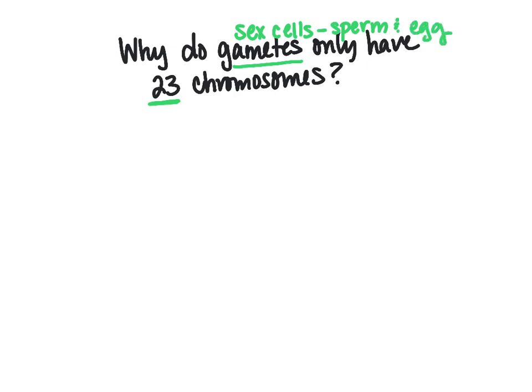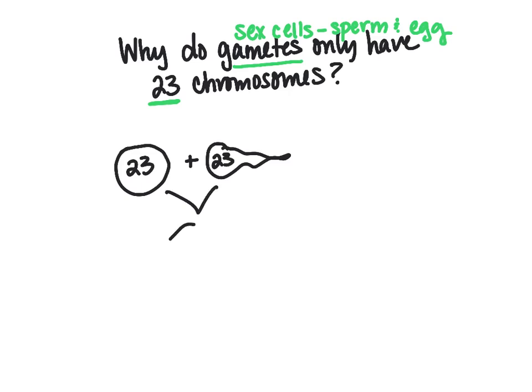So why do these gametes have to have only 23 chromosomes? Well, by definition, humans have 46 total chromosomes in their genome. So in the majority of the cells in their body, they have to have 46 total chromosomes. So if we were to take an egg with 23 chromosomes and combine it with a sperm with 23 chromosomes, we end up with a zygote with 46 total chromosomes.